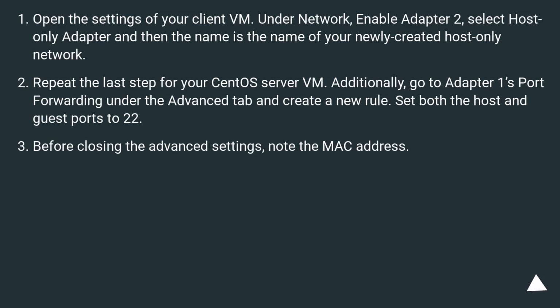Repeat the last step for your CentOS server VM. Additionally, go to Adapter 1's port forwarding under the Advanced tab and create a new rule. Set both the host and guest ports to 22. Before closing the advanced settings, note the MAC address.